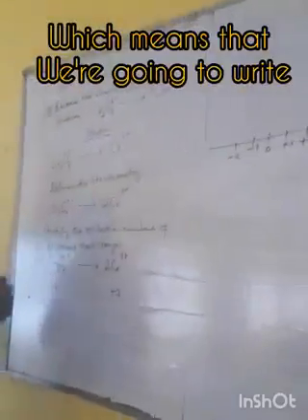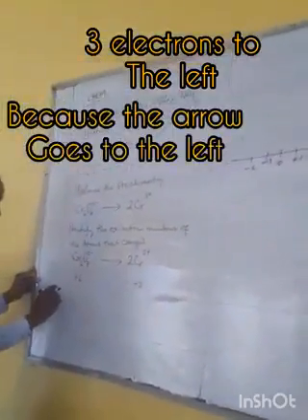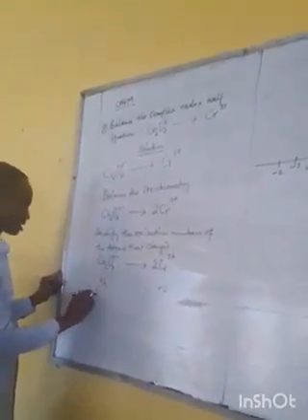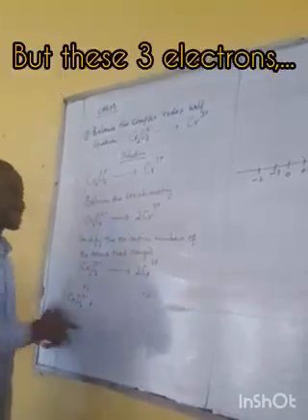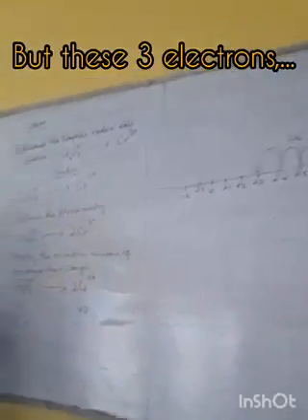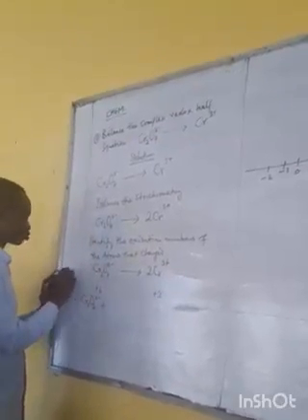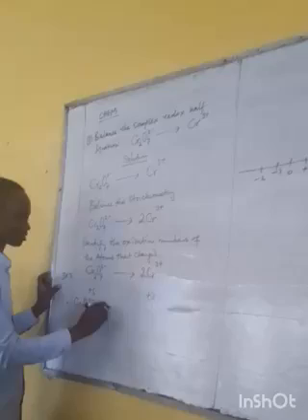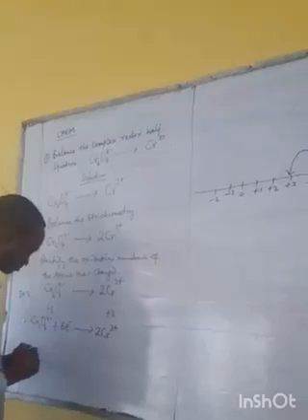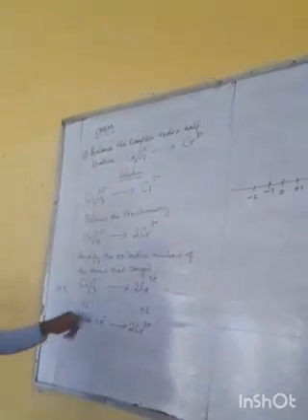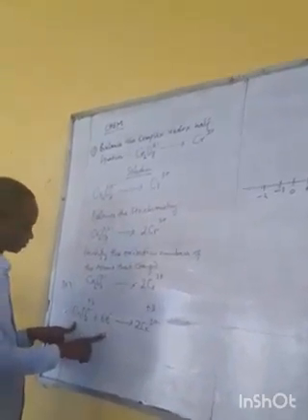Which means that we are going to write 3 electrons to the left because the arrow goes to the left. We now write Cr2O7 2 minus plus 3 electrons. But these 3 electrons are for 1 atom, and there are 2 atoms of chromium. So 3 times 2 is 6. So we write 6 electrons to the left, which will give us 2Cr3 plus. We have written the electrons, showing that 2 chromium atoms accepted 3 electrons each.